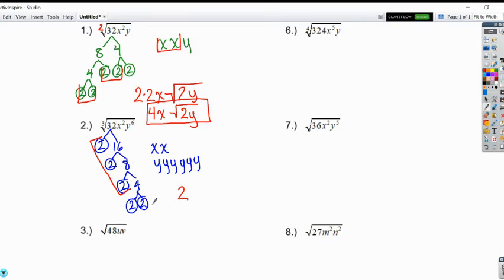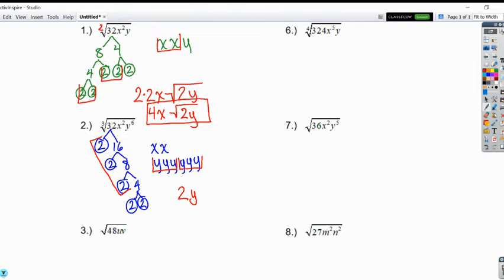Now I've got some more leftover 2's, but do I have 3 of those 2's? No, I don't. My index says I need 3 of them. I only have 2, so that's not going to work. Look at my x's. Do I have 3 matching x's? No way. That's only 2 of them. Look at my y's. I have a group of 3. Write it down once.